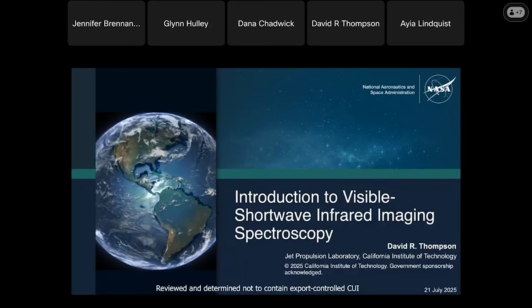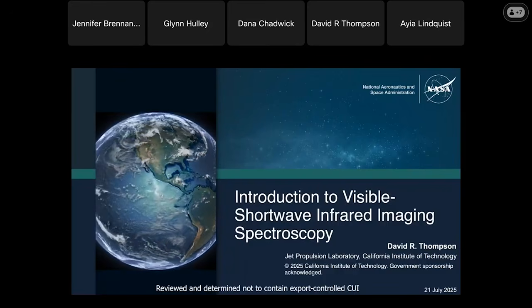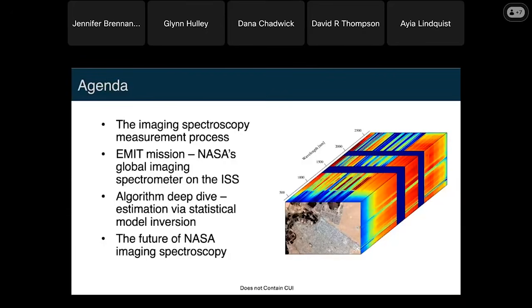And I'll close with a few words about the future of imaging spectroscopy with NASA. So here on the agenda that I just described verbally is an example representation of an imaging spectrometer data cube. So if you wonder what we've been talking about, as far as what the data products actually look like, it's a 3D array where for every point in an image, we get a full spectrum of information.